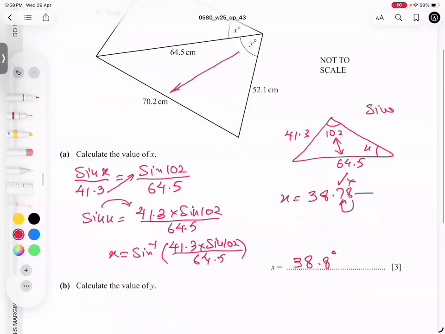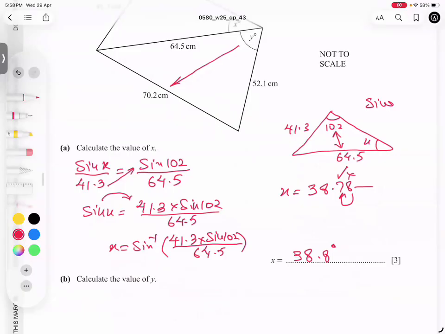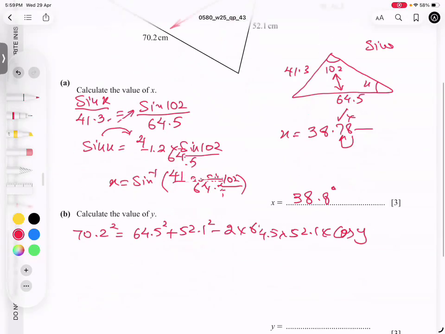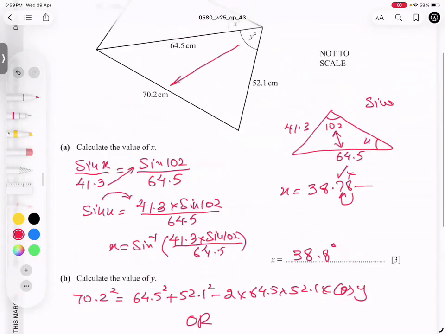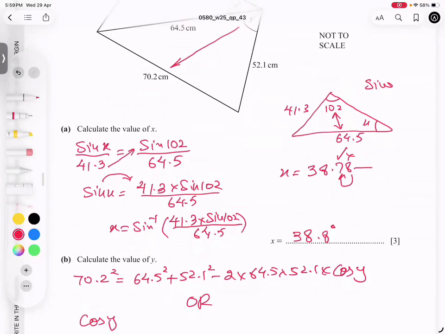We have a special rule, though we can write it another way. I can start from here. Some students know that 70.2 squared is equal to the other two sides squared, 64.5 squared plus 52.1 squared, negative 2 into 64.5 into 52.1 into cos of y. You can bring everything over and make cos y the subject. But we have a second choice, which is a simple way. Whenever we're looking for cos y, what is the rule? After this one, I have a minus this one.